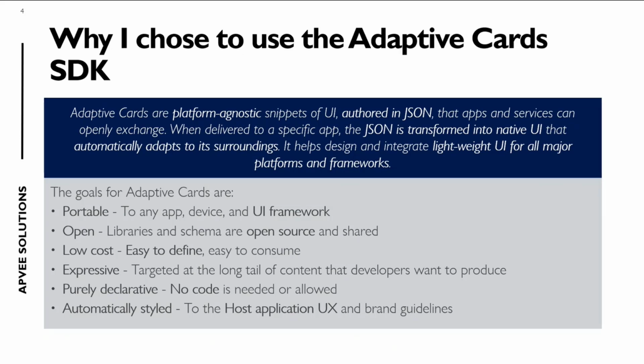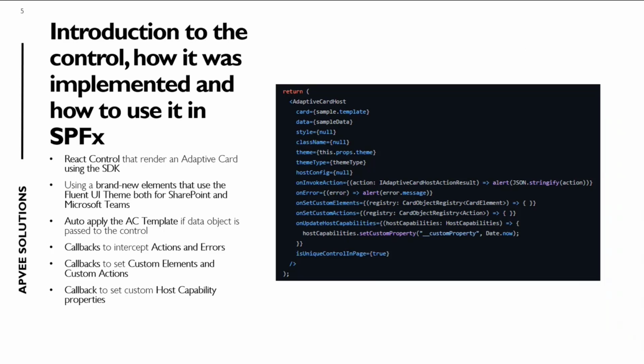So why did I choose the Adaptive Card SDK? Because it's a great framework to create UI. It's supportable, it's open, it's easy to define and consume, it's expressive, it's purely declarative, and the good part is that it's automatically styled by the host application UX. So I created this React control. It's already available inside the PnP React controls library.